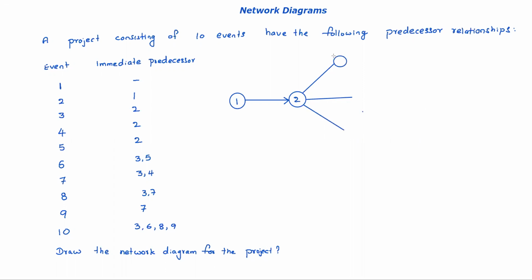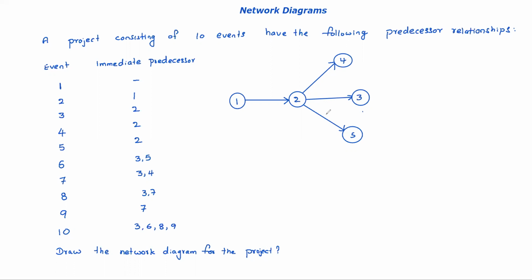For 3, 4, 5, I will choose like this. Anyway, you can choose; the 3, 4, 5 direction can be anything, not a problem. So I have chosen like this. See, for 3, predecessor is 2. For 4, predecessor is 2. For 5, predecessor is 2. Clear? Yes, sir, clear.